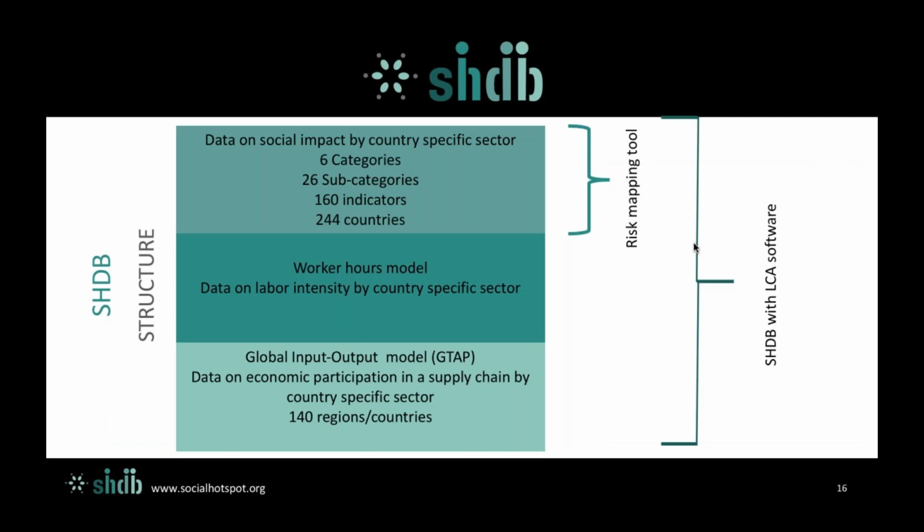We cover 6 impact categories in the Social Hotspot Database, 26 subcategories, 160 indicators, and 244 countries in the risk mapping tool. In the licenses in SimaPro, because of the use of the global trade model, the risk information is available for 140 regions and countries, because that's what's available in the global trade model. We also provide the worker hour model that we have developed from the information available in GTAP, the global trade model, and information that we have collected on average wage by country and sector. So we divide the payment of wages by average wage by country and sector, which provides us with the worker hour estimate.